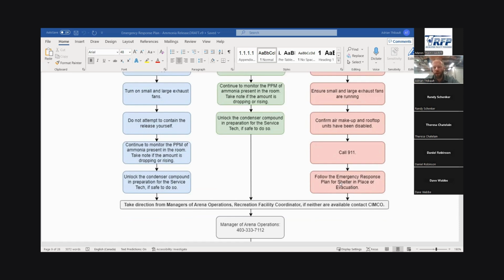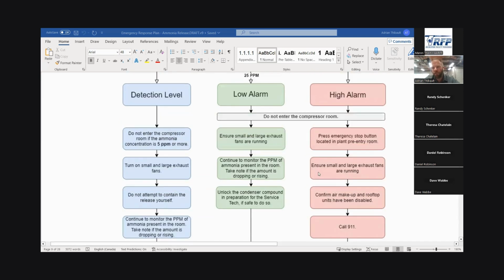So I'm going to stop there. Anyone have any questions about this flow chart? I still have everyone here.